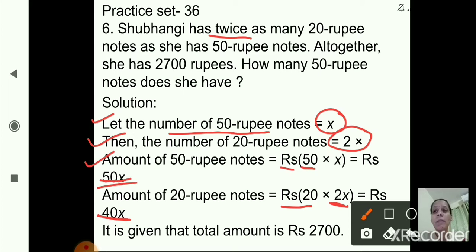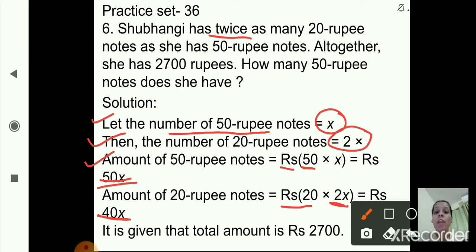Once again we will see. First we will consider, let the number of 50 rupees notes be equal to x. Then the number of 20 rupees notes is equal to 2x because Shubhangi has twice as many 20 rupees notes as she has 50 rupees notes. So if the 50 rupees notes is x, therefore the number of 20 rupees notes is 2x. Twice means double, 2 times.